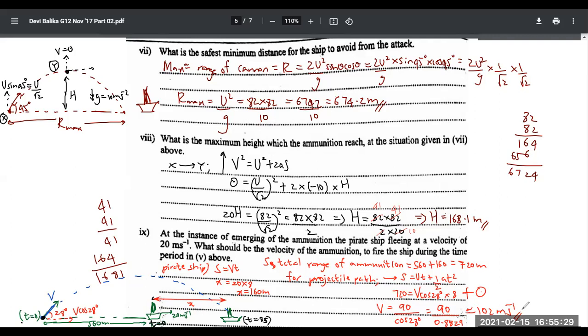Earlier it was 82. Remember? Earlier the speed was 82 because we wanted to hit only 560 meters. But now, since the ship is moving, we need to hit the ammunition further. Therefore, we have to hit it at a higher speed. So 102 looks like a quite reasonable answer because it's more than 82.